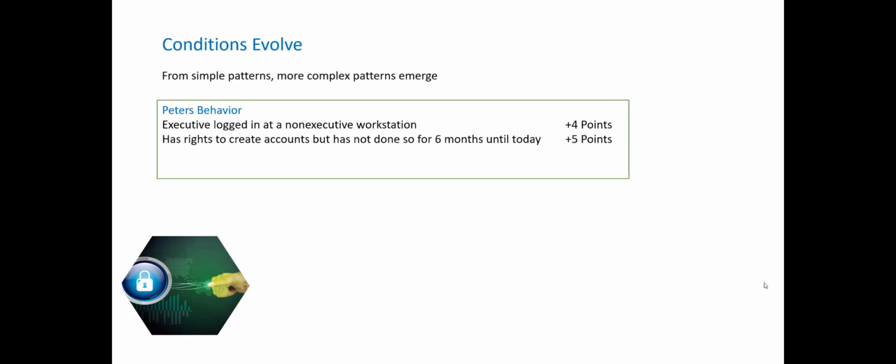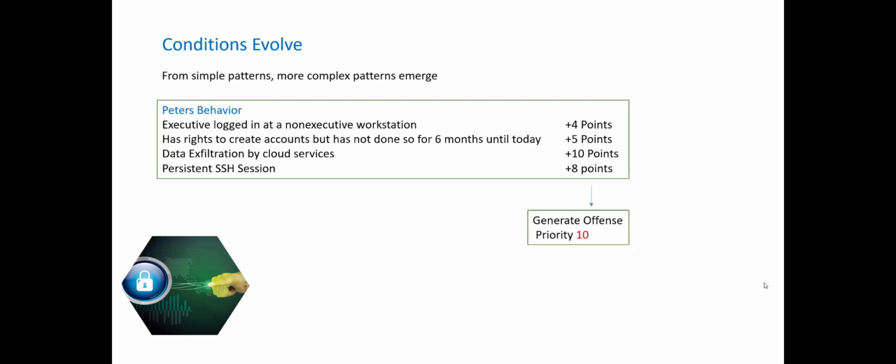Okay, so our complex patterns. I can take a look at what Peter did, right? And these are all actual rules that live inside QRadar. And I'm like, what's going on with Peter today? Well, he had a data exfiltration by cloud service. That's a real problem. An SSH session. He's had the right to create accounts, but doesn't usually. And then logged into an unusual place. This is enough points that we need to jump out of our chair and see what's going on with my executive, Peter, right? What's happening here with him, man?